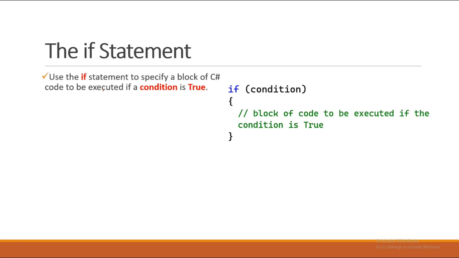The if statement specifies a block of C sharp code to be executed if a condition is true. Here is the if block, and we use lowercase letters, if, and in parentheses the condition. The block of code between curly braces is executed if the condition is true. If it's false, of course, this code between curly braces will not execute.